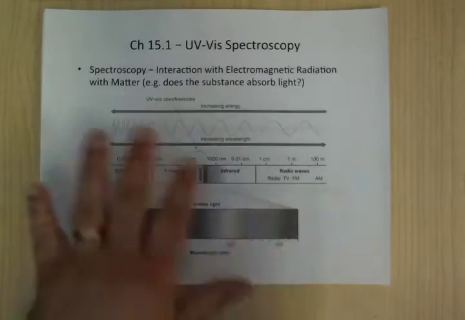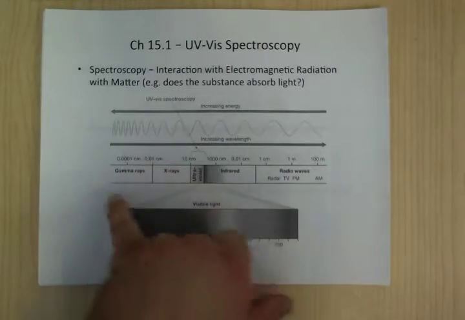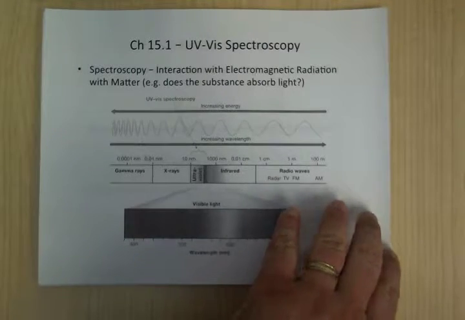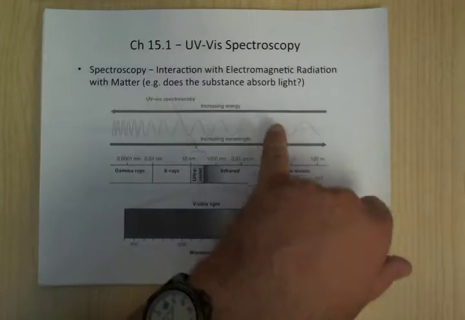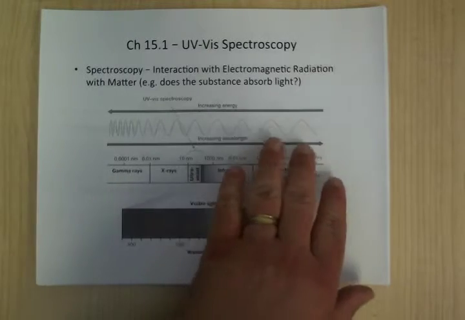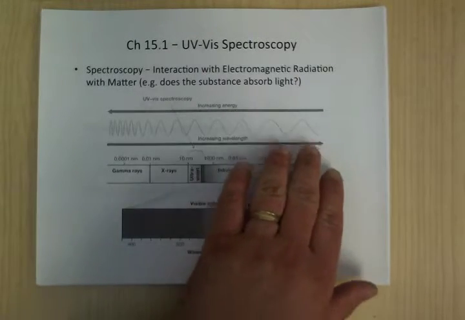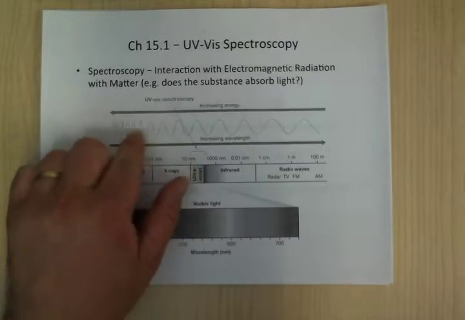If you look at the range of different electromagnetic radiation, it's characterized by the length of the wavelength, so peak to peak. The longer the wavelength, the less energy is associated with it. If you have really short wavelengths, like gamma rays, you're at very, very high energies.